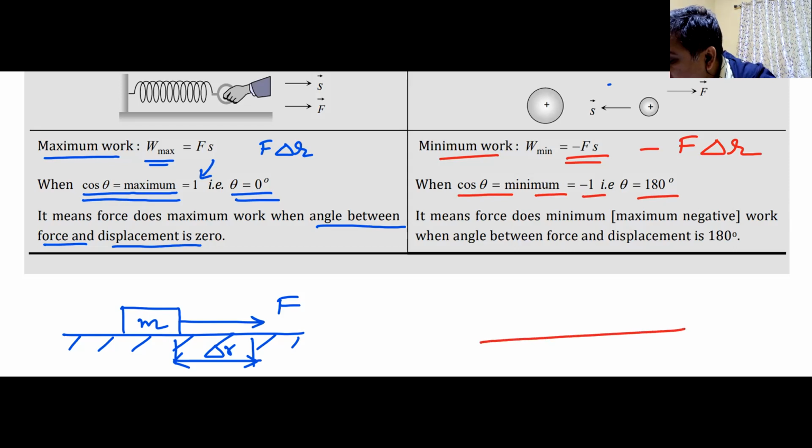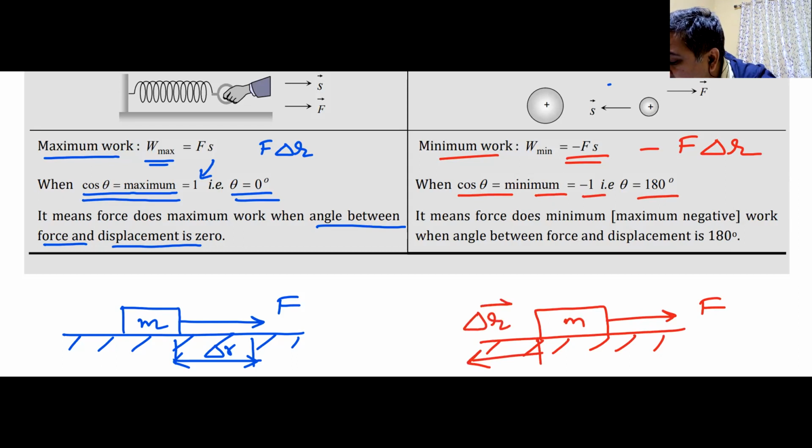That means if this is the surface, I want minimum work, for example, then if I apply force like this, the displacement should be in the reverse direction. Now you will say, sir, how will this happen? That force is applied in the forward direction and the body is moving in the reverse direction. There are many examples that you can think of. You can think of this force as frictional force. The body is moving forward, frictional force will be backwards, work done will be negative, and it will always be maximum because the angle between force and displacement will always be 180 degrees.